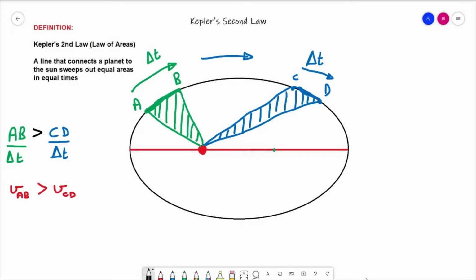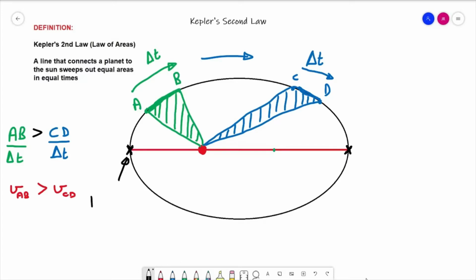And with hopefully a little bit of logic, we can see that an object, whether it be a planet or, obviously moving up to a comet or something like that, will be moving fastest when it is at the closest point to the Sun, which is at that end of the major axis. And conversely, it will be moving slowest at that point furthest away from the Sun at that end of the major axis. Now those two points do have technical names.